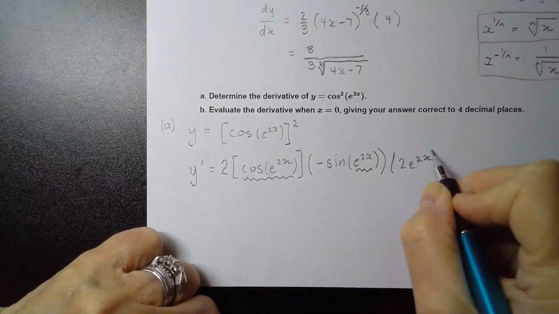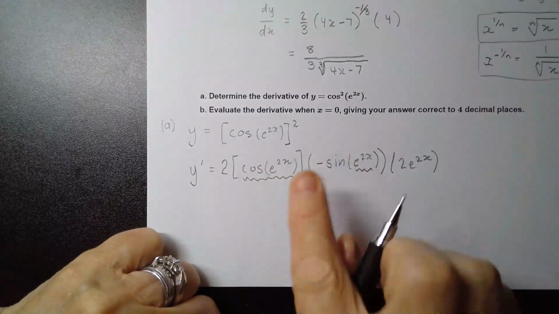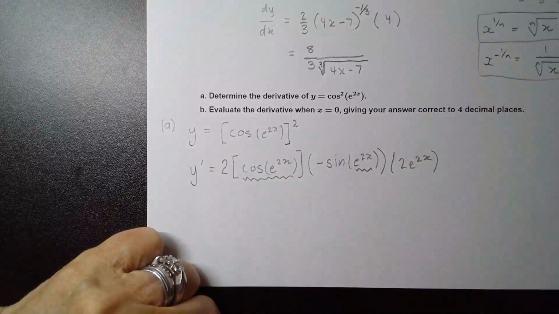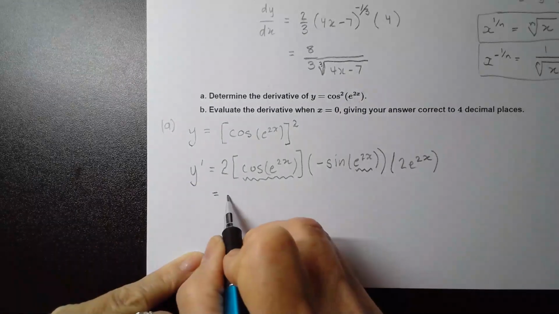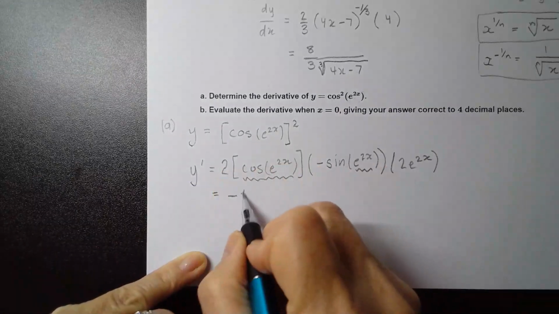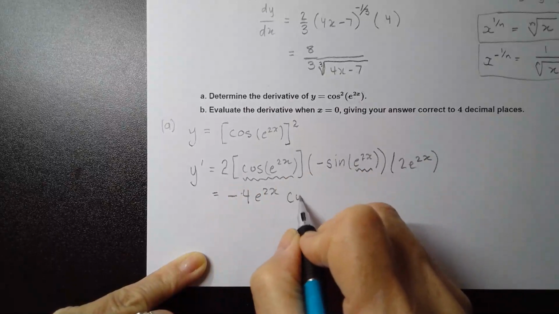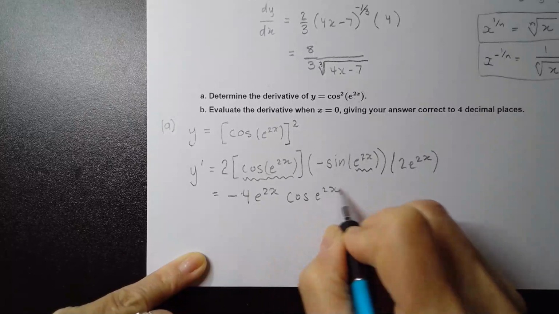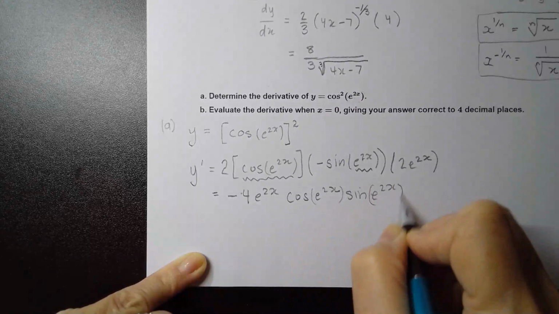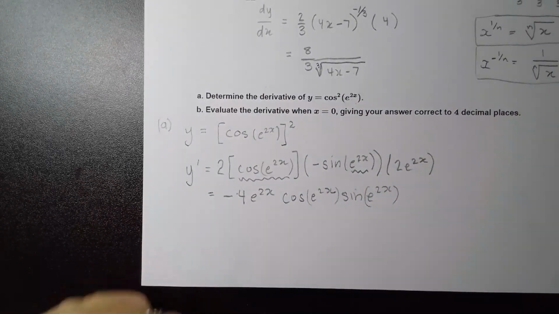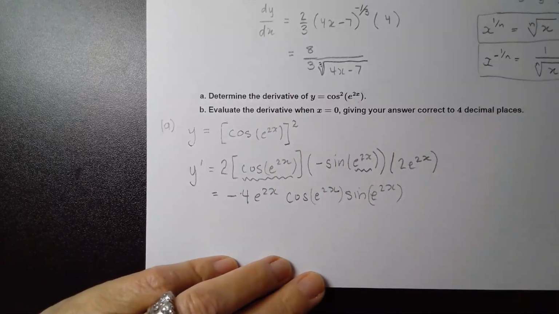So it's like a lot of chain ruling there. It was the first rule, then the second rule, and so I went inside 3 times, 3 things in the nest. So I'm just going to set this out a bit nicer. So I'll go negative 4 e to the 2x, and then I have times cos e to the 2x sine e to the 2x. And if you like brackets in there, that's fine, if you want to put the arguments in brackets. Okay, then part B says evaluate when x is 0, giving your answer correct to 4 decimal places.